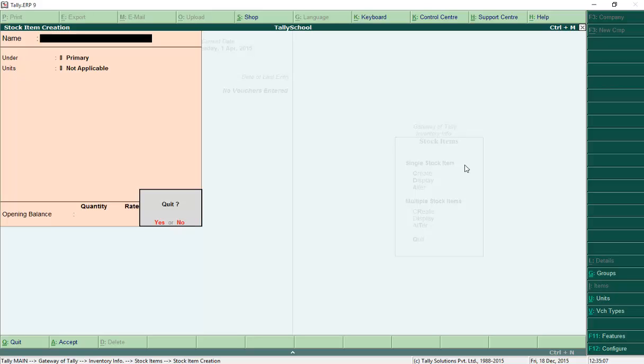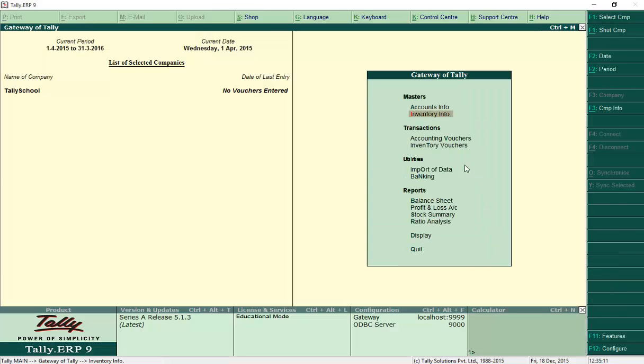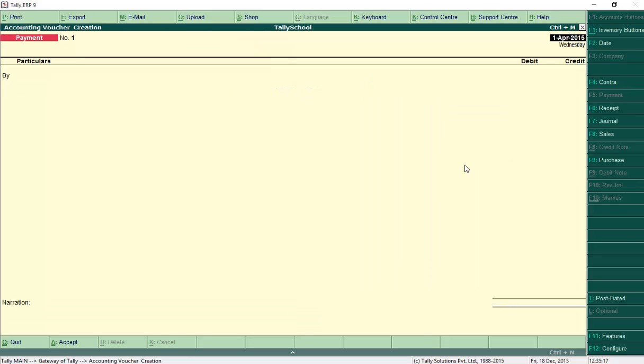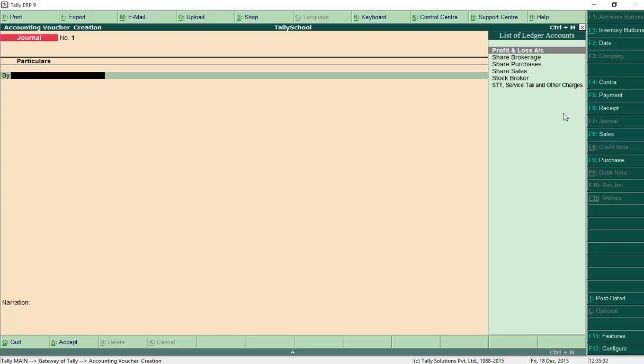Press escape and come back to the gateway of Tally once again. Press escape 1, 2, 3 times and go to accounting vouchers and press enter. Now here you have to select journal entry because we will be passing a journal entry. So press F7, which is the shortcut for journal entry. First of all, select the date which you want. I've selected 1st April 2015.